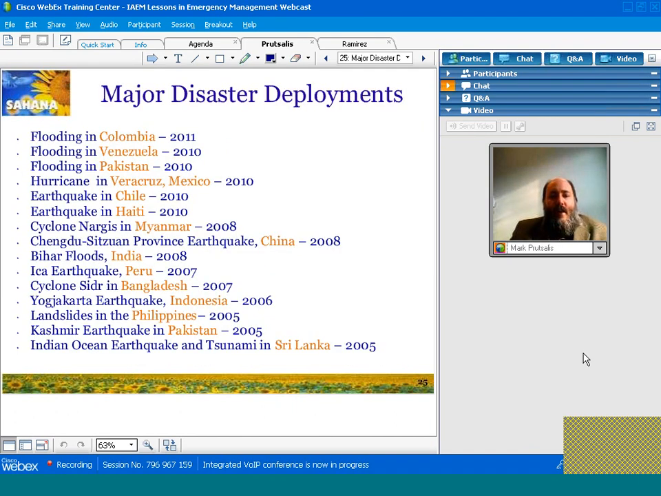Historically, since the tsunami in Sri Lanka, Sahana software has been used by national and local authorities to assist in response to over a dozen large-scale disasters. So our software is fairly tested in these environments, and our team is very experienced at providing support for them.